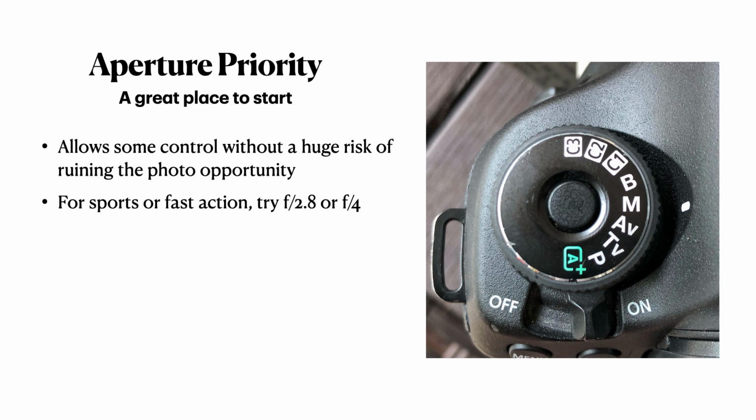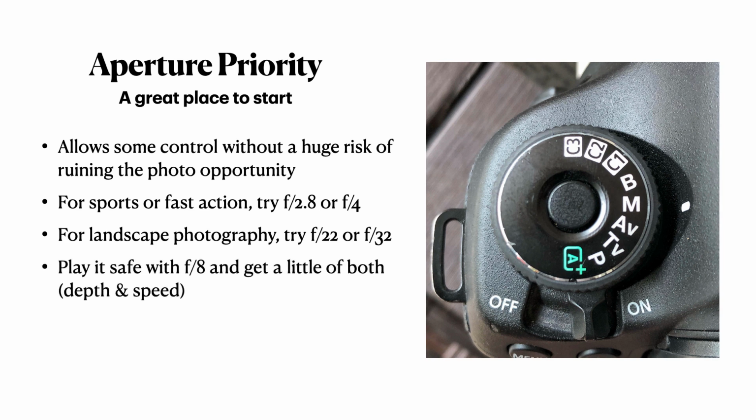For sports or fast action things, you might try setting it at f2.8 or f4, whatever the lowest setting is on your particular lens. If you're going for landscapes, maybe you'd be at more of an f22 or f32. Or you can play it safe at f8. It's kind of somewhere in the middle and gives you a little bit of depth, a little bit of speed. And maybe you use that as a jumping off point and try a little bit that way, and then decide, you know what, I need more depth in my images, or I'm getting too much. I want to make the subject jump out even more, and just make changes that way.